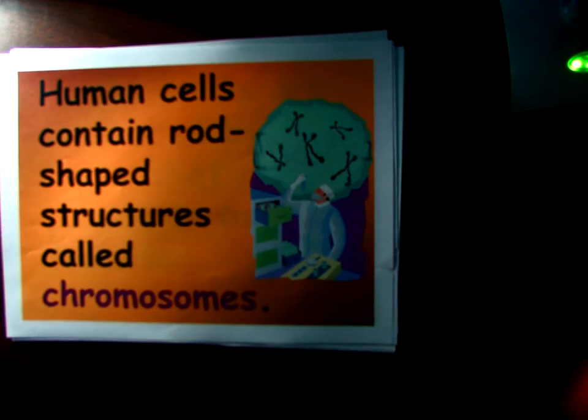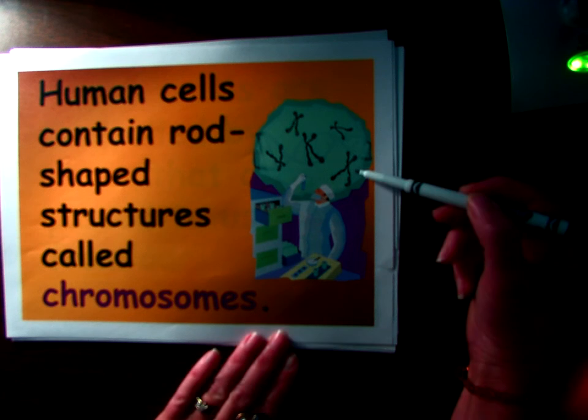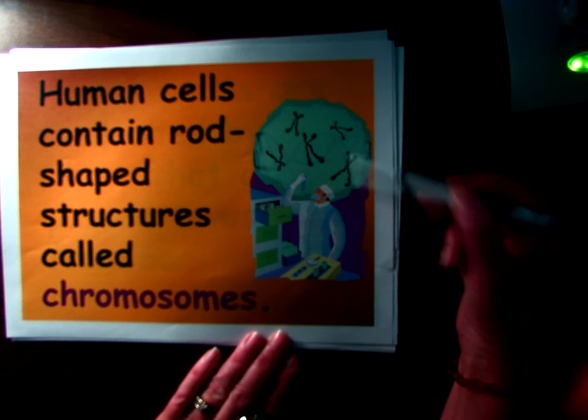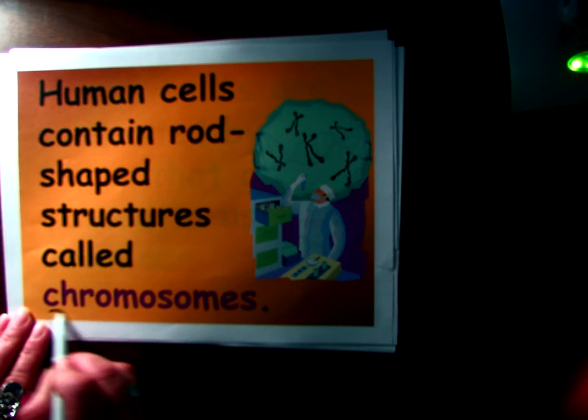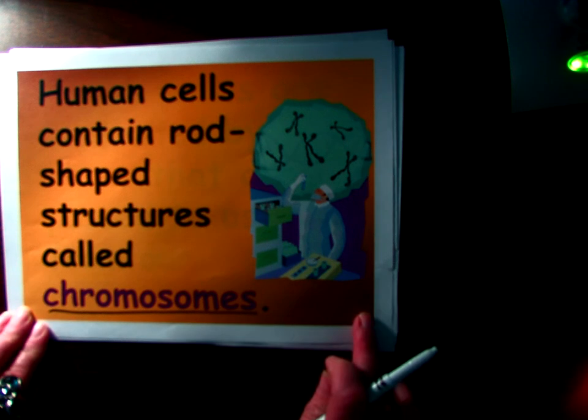Human cells contain rod-like structures called chromosomes. You can see in the picture that's what a chromosome looks like. It kind of looks like an X. And our chromosomes contain our DNA that gets passed on from parent to offspring. So chromosomes is another word that we're going to need to know. It's a very important word in this unit.